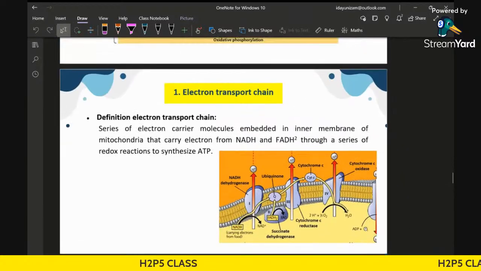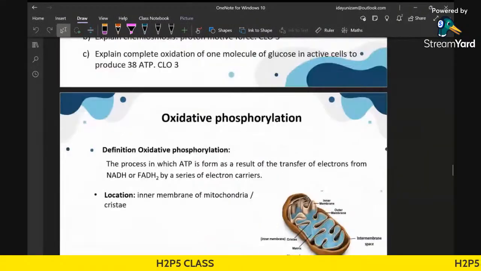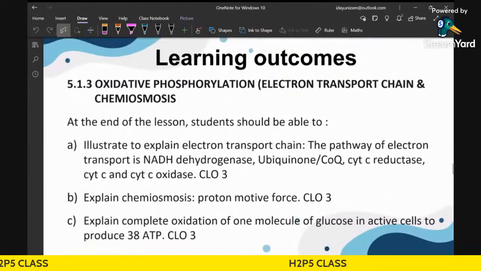Our notes are on page 77, muka surat 77, class. Okay, page 77, it starts with learning outcomes. Okay, it starts with learning outcomes. There are 3 learning outcomes under this subtopic.